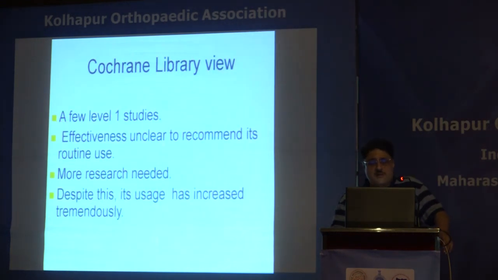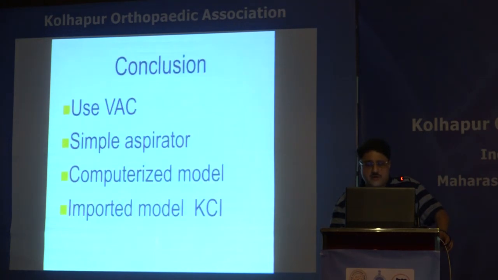The Cochrane Review Library also has good level studies, so we will not go into the discussion. Now the conclusion is: use VAC. That's very simple. Whenever there is a wound and you want better, earlier healing, get a debridement. There is no shortcut for debridement. Without debridement you cannot put a VAC. It's a simple, computerized model, and you can use any of those available.